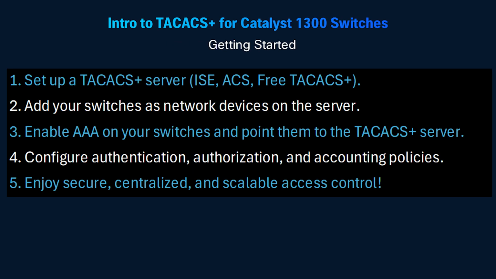To get started, you'll need a Cisco Catalyst 1300 switch and a TACACS Plus server like Cisco Identity Services Engine ISE, ACS, or Free TACACS Plus. The basic steps are to configure the TACACS Plus server, add your switches as network devices, enable AAA on the switches, set the server's address and shared secret, and set up authentication and authorization policies. Once everything is in place, the switch will hand over command control and logging to the TACACS Plus server.